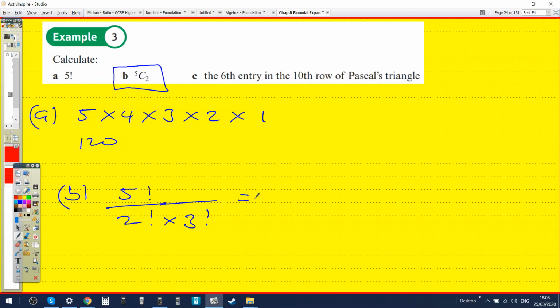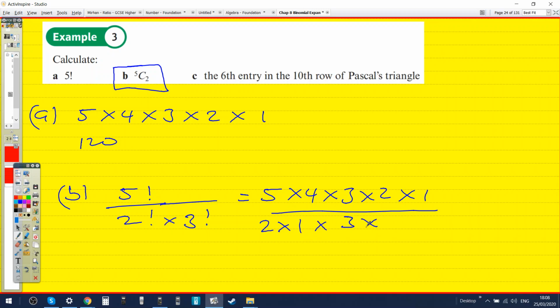And so the bit on the top is 5 times 4 times 3 times 2 times 1. And then the bit on the bottom is 2 times 1 times 3 times 2 times 1. If you do some cancelling, so first of all, times 1 won't do anything. We've got 2 and 2. We've got 3 and 3. And I suppose, so 20 over 2, or you can cancel like that. And that's where the 10 comes from.